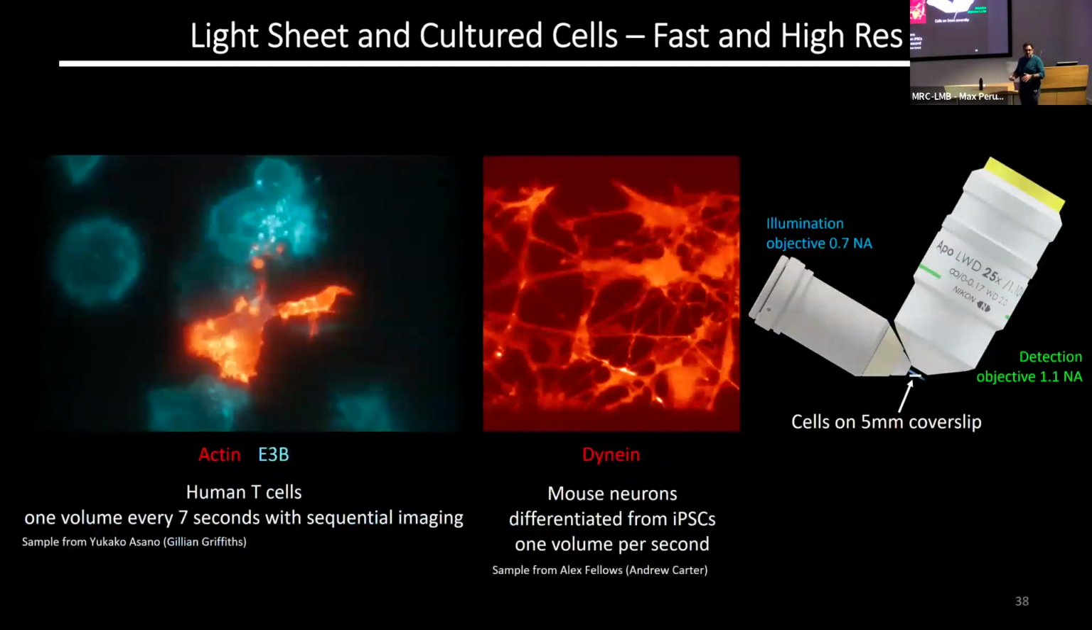Okay, another configuration that you can use light sheet is for cultured cells. The idea, of course, is that once again, you have the illumination and the detection objectives, and they once again have this angle here. They're just placed closer, and you can have the cover slip there. And then you can use this for fast and high resolution imaging.